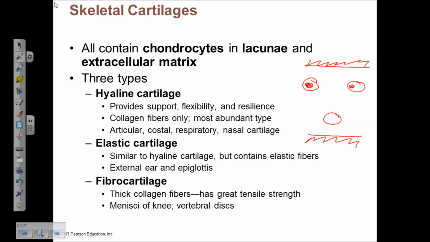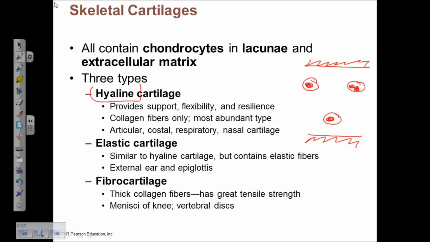What's important is that in the matrix you have formations that are called lacunae. Inside of lacunae you have one or two cells that form cartilage, cells that are called chondrocytes. Chondrocytes produce matrix and are derived from so-called chondroblasts.